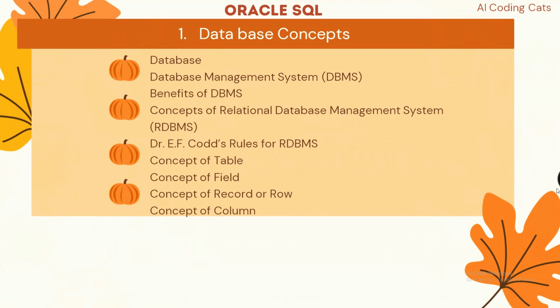In Oracle, the first one is database. So you need to understand what is a database, and the second one is database management systems. What is DBMS? Then the benefits of DBMS. The second topic is the concept of relational database management system, which is called RDBMS. And what are the Codd's rules, concepts of tables, fields, rows, records, and rows and columns in that table.